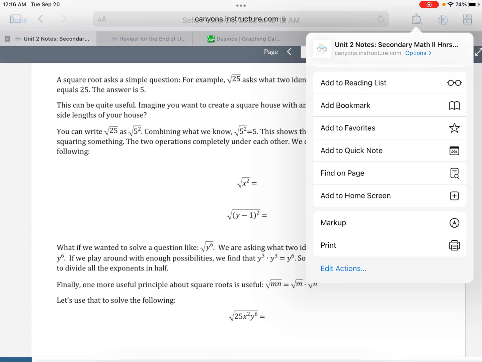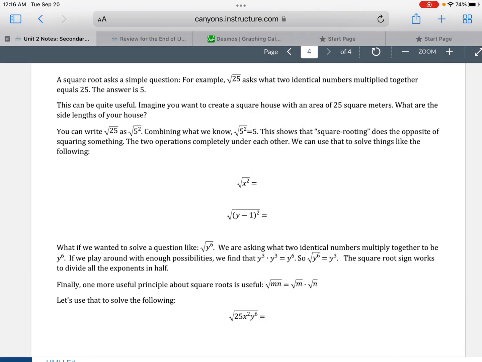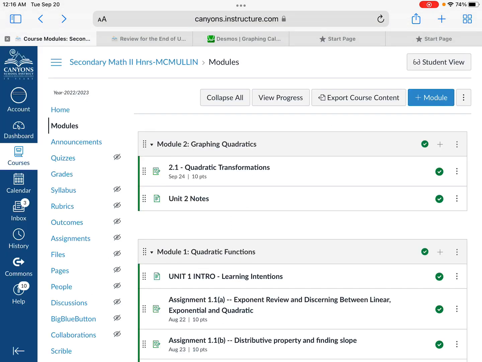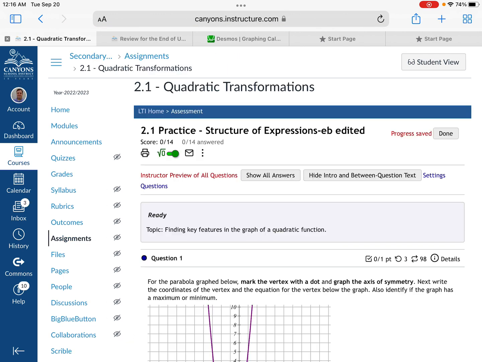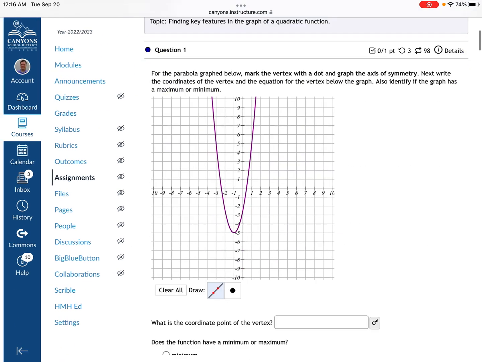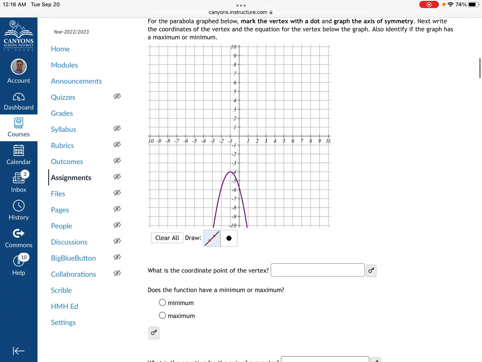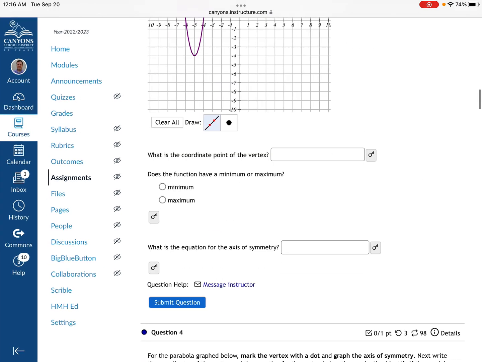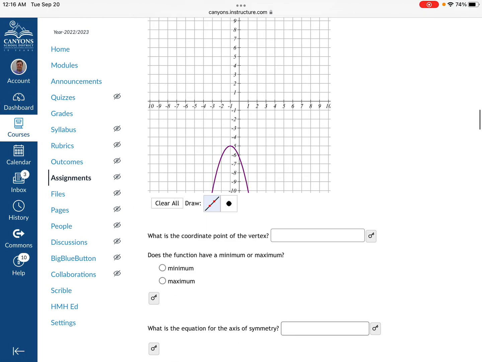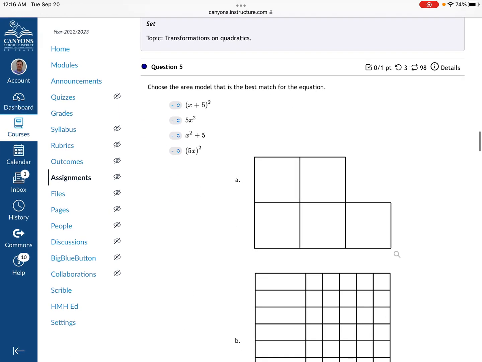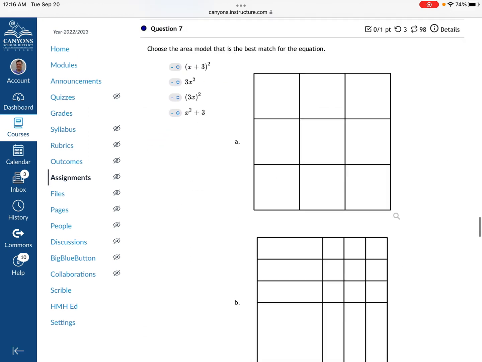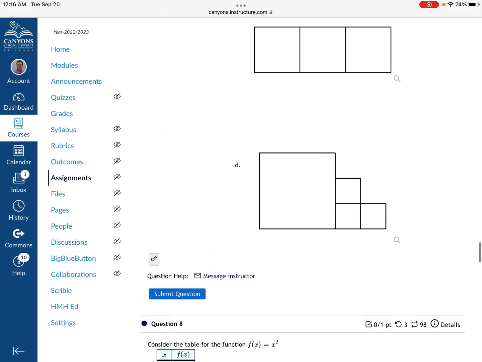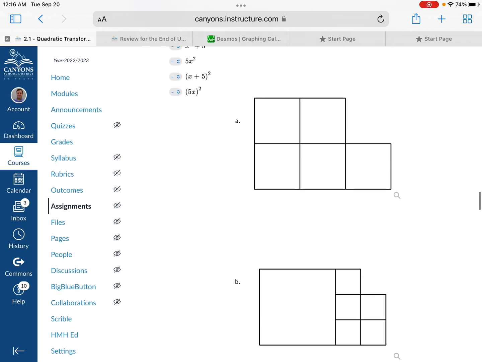Speaking of the homework, it should be here in modules, and this one, 2.1 quadratic transformations. This is the homework. There's a few weird questions here that we'll talk about when I get in class. The weird questions are, where are these guys? Down here, questions 5 through 7. Yeah, questions 5 through 7 are kind of weird. Give them a try, but if they don't make any sense, we'll discuss them in class.